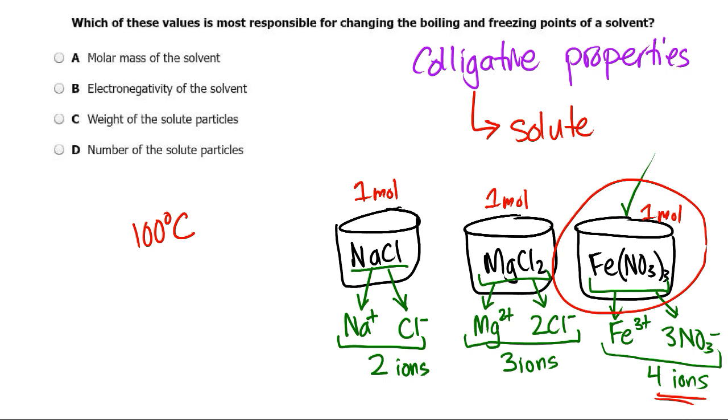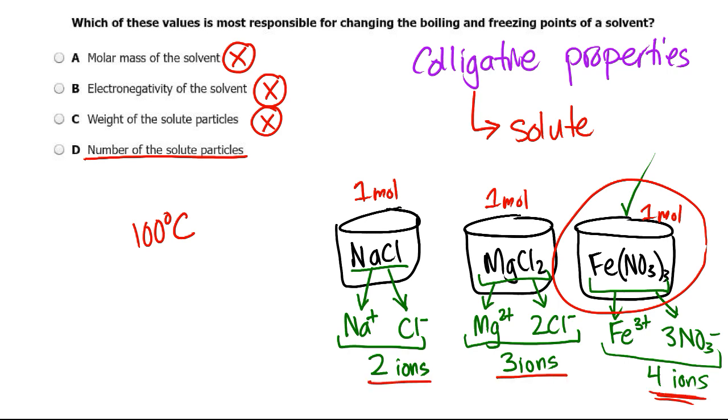So the molar mass of the solvent is irrelevant. The electronegativity of the solvent is also irrelevant. The weight of the solute is irrelevant, because adding more will change the property, but only because you're adding more ions to it. What is going to really matter is the number of solute particles. This is 2 particles, this is 3 particles, this is 4 particles per mole of each one.